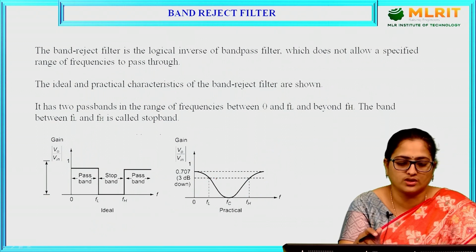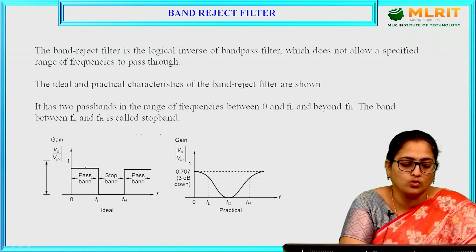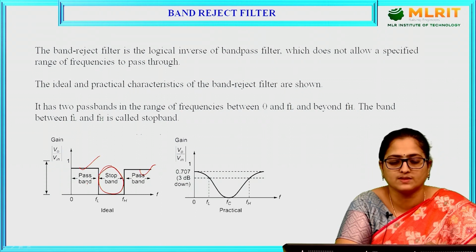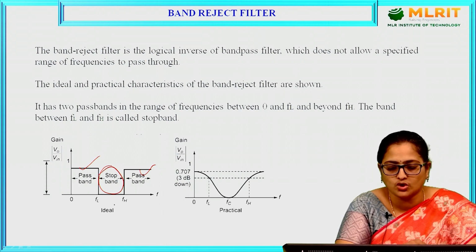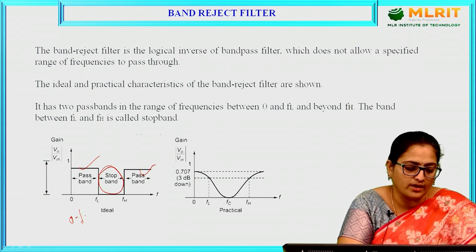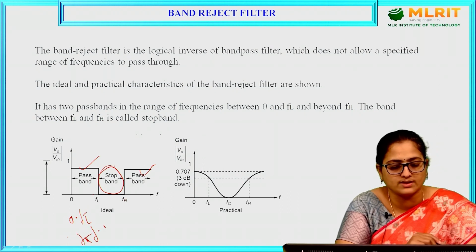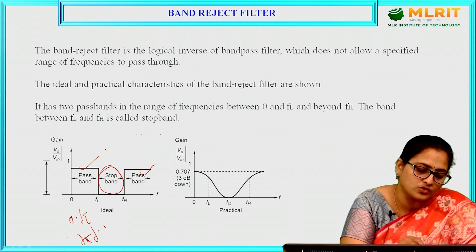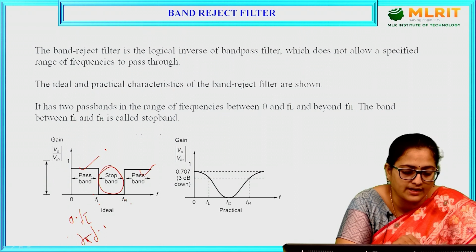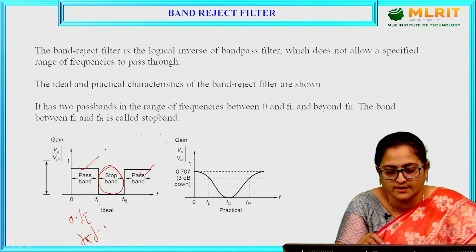Next, coming to a band reject filter. This is exactly opposite to a band pass filter. Here you will have two pass bands, and one band of frequencies is going to be stopped. These are the ideal and practical characteristics of a band reject filter. The frequencies from 0 to FL are called a pass band, and from FL to FH is called a stop band. The bandwidth of the stop band is given as FH minus FL, and the pass bands are from 0 to FL and from FH to infinity.